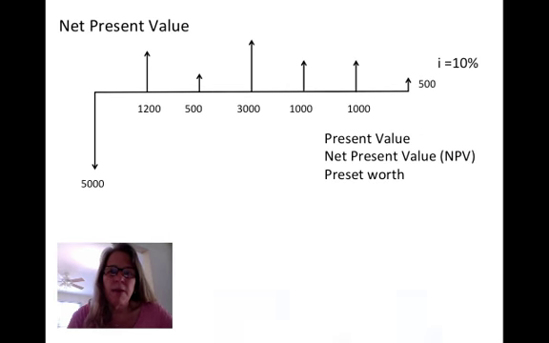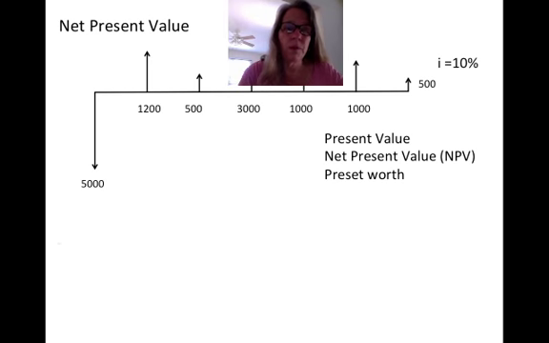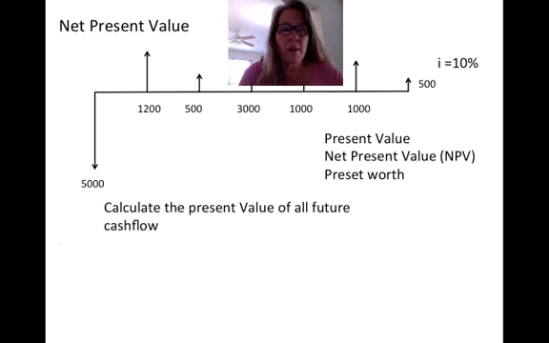So when we calculate net present value, some people use the word net present worth, or present worth, and present value or net present value. So all of those sort of mean the same thing. And it's what you calculate: the present value of all future cash flows.